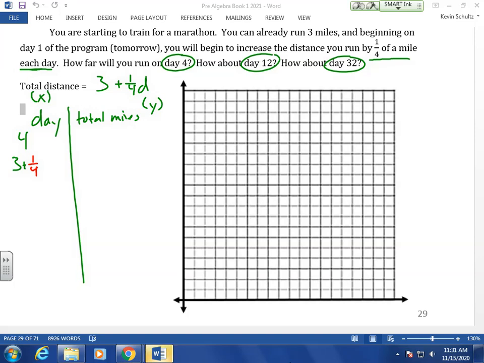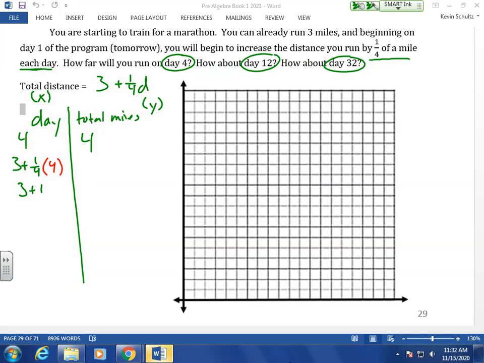Hold on. Now I dropped the eraser. Everything's falling apart. Calamity. Okay, here we go. 3 plus 1/4. Here's what I want in red, because this is our variable, what's changing, times 4. Right? 4 being the number of the day. So 1/4 times 4, or 1/4 of 4. 1/4 of 4 is 1. So 3 plus 1 on day 4 will run a total of 4 miles.